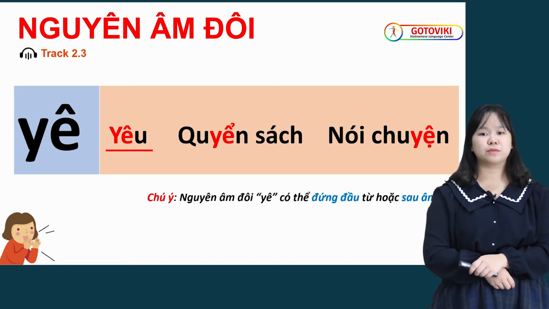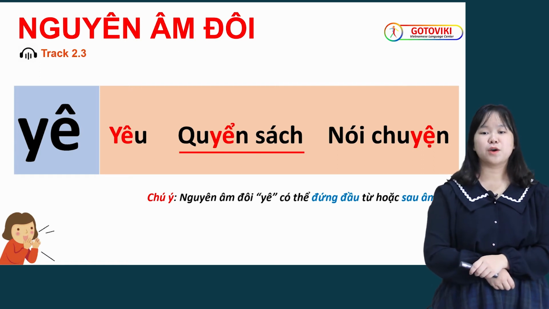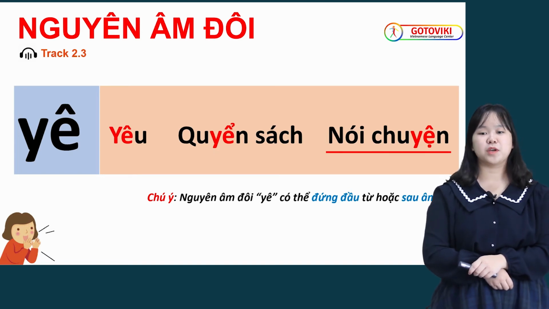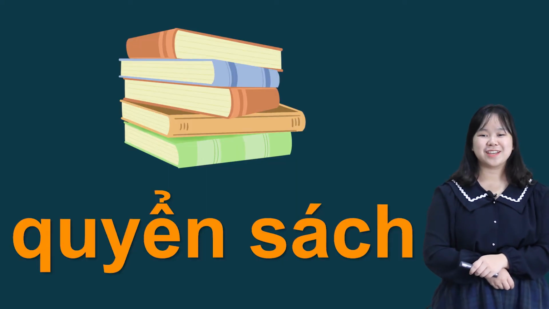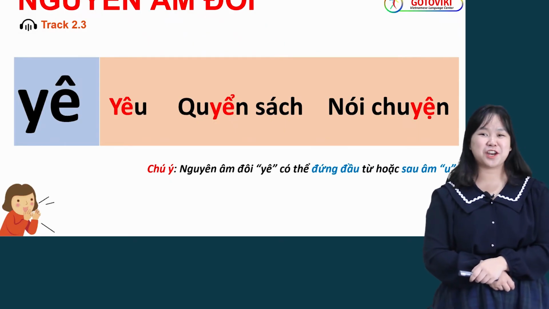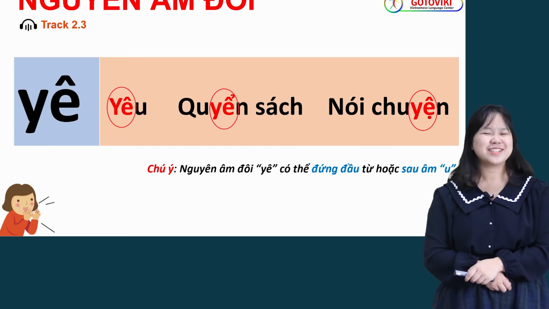Yêu, yêu, yêu. Quyển sách, quyển sách. Nói chuyện, nói chuyện. Quyển sách is the book in English. So, through this example, can you see the position of the vowel ia? Yes, that's right.